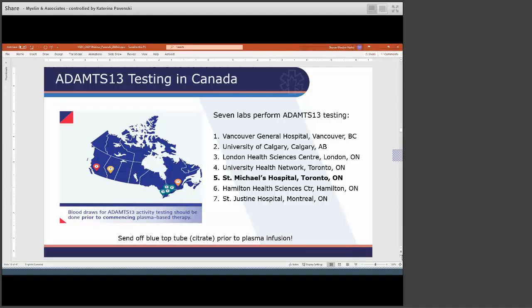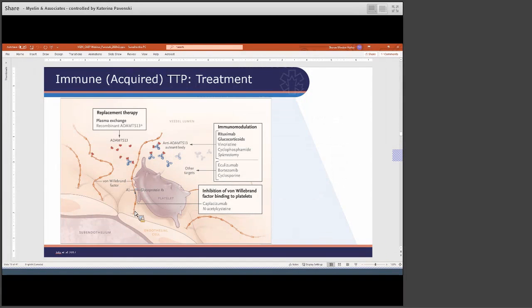So there is no excuse not to get ADAMTS13 tested, although the turnaround time will depend on whether it's your own institution running it or you're sending it off. The tube that you need for ADAMTS13 testing is a blue top tube, which is a citrate tube used for coagulation. So it's useful to remember that if you've drawn the coags, you can always use the same tube for running the ADAMTS13 test. So let's go to the next slide.